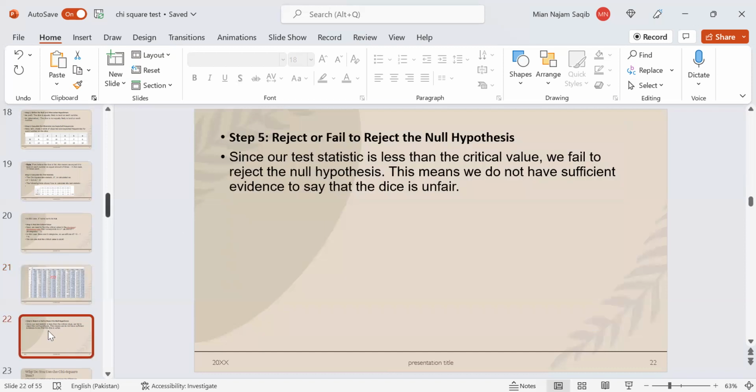Step 5, which is basically whether or not to reject the null hypothesis. Since our statistic is less than the critical value, we fail to reject the null hypothesis. This means we do not have sufficient evidence to say that the dice is unfair.